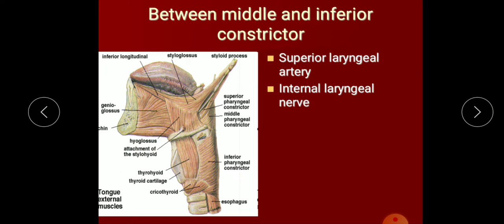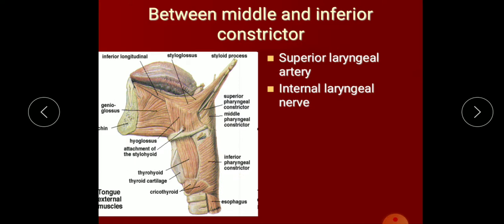Now can I ask you something? Have you heard these 2 structures, one artery and one nerve, anywhere else? Where did you hear it? When we were discussing the anterior triangle, you were taught about the thyrohyoid membrane. Do you remember that? And you were asked what were the structures which pierce the thyrohyoid membrane. What were they? They are these 2. Superior laryngeal artery and internal laryngeal nerve.